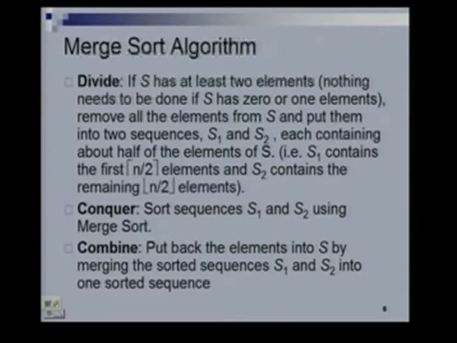What we do is we split S into two sequences, S1 and S2. So this is the divide step, and the split would be such that S1 and S2 would contain roughly half of the elements of S. Now recall, this should look very similar to another algorithm, the quick sort algorithm. There also we did a division at the very first step. But how was the division done there?